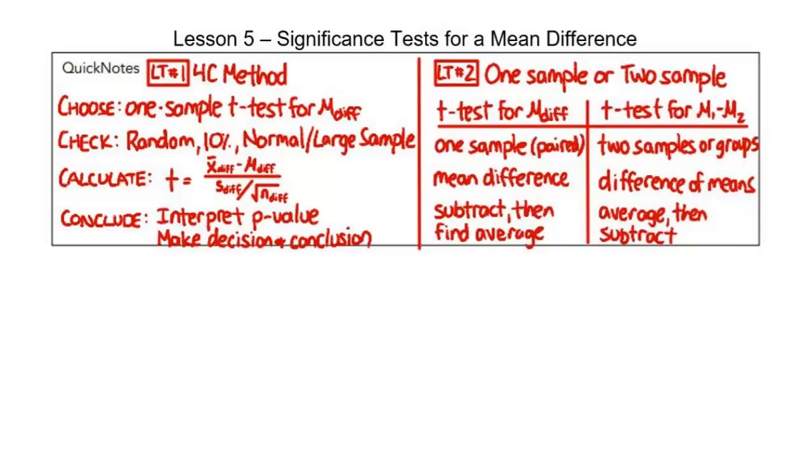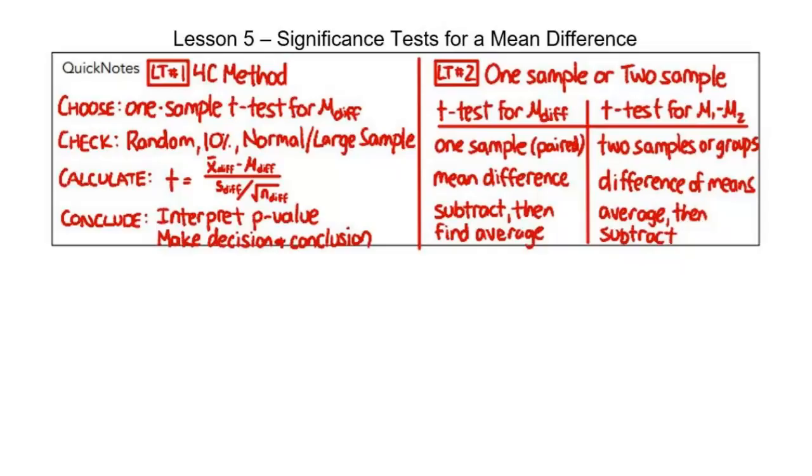Is this a t-test for mu diff, or is this a t-test for mu1 minus mu2? When it's a t-test for mu diff, we have one sample that has paired information, but only one sample will be taken. You subtract first, all the pairings get subtracted, and then you find the average. This is the mean difference, the average of the differences.